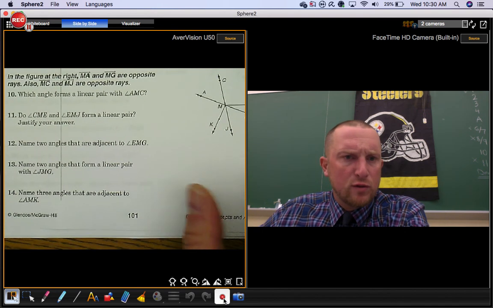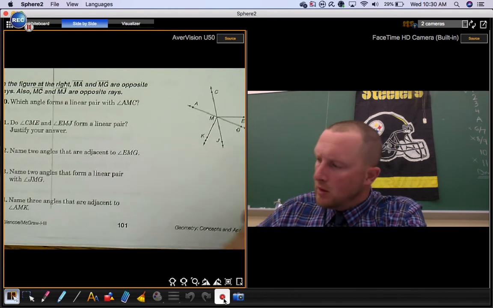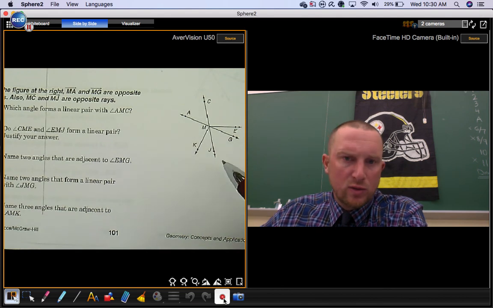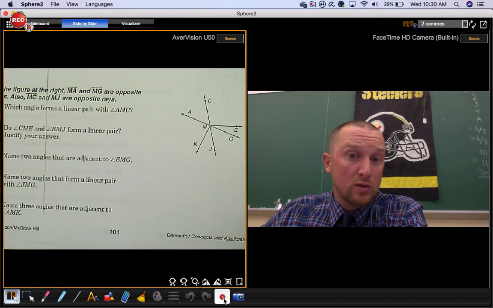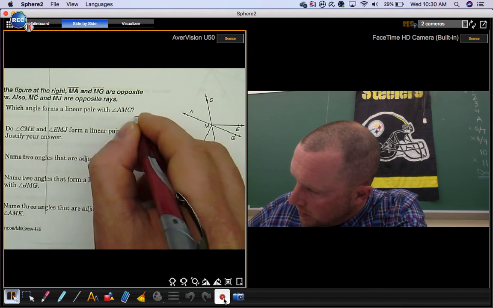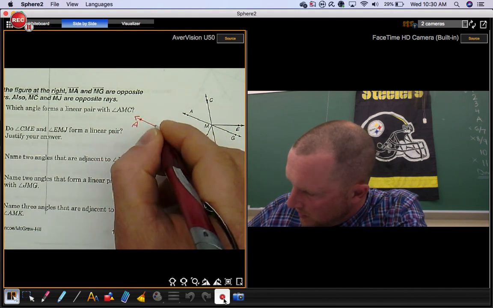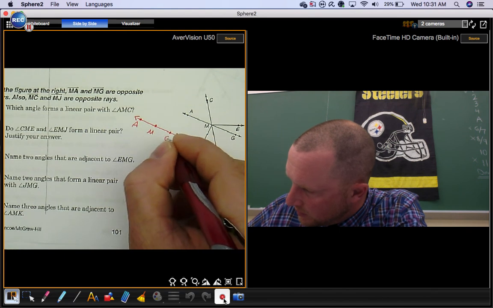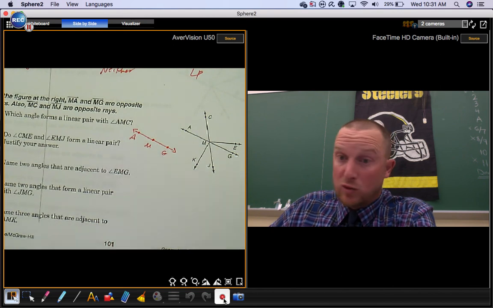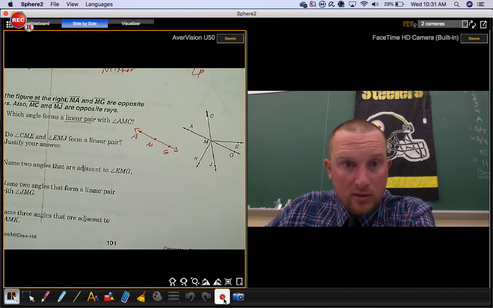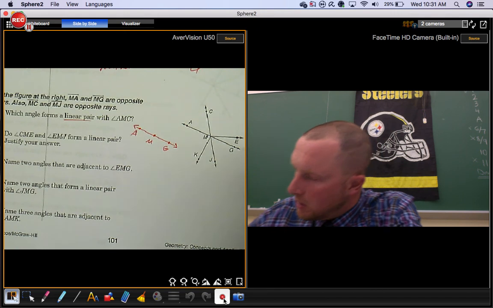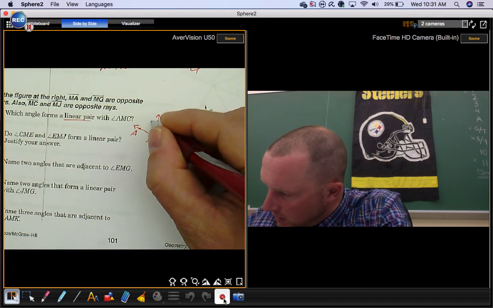Number 10 says, which angle forms a linear pair with angle AMC? Well, take a look at angle AMC. If you can't see which one forms a linear pair with it, then this is what you need to do. You need to draw a line. And when I say draw a line, I mean obviously from the picture, from the diagram. Angle AMG is a straight angle, so I'm drawing that because I need a linear pair. That's my line. Now you also need angle AMC on here. Angle AMC lives right here.